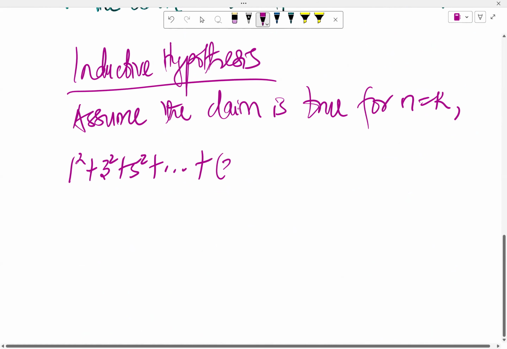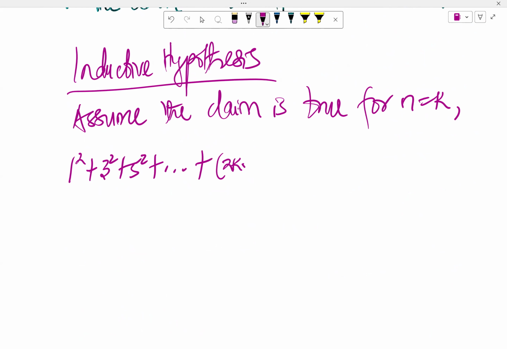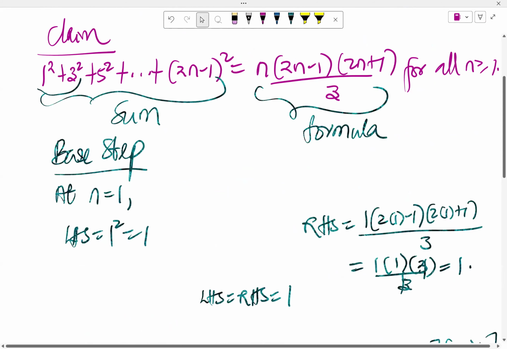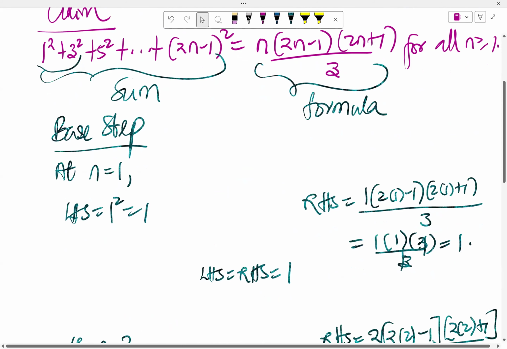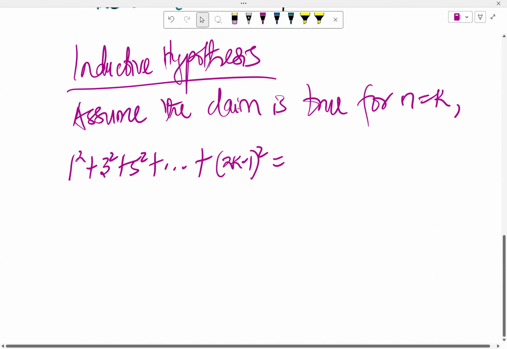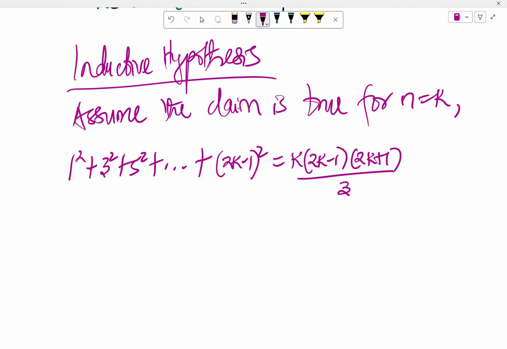That is 2k now, 2k minus 1 all squared is equal to k into 2k minus 1 into 2k plus 1 all over 3.